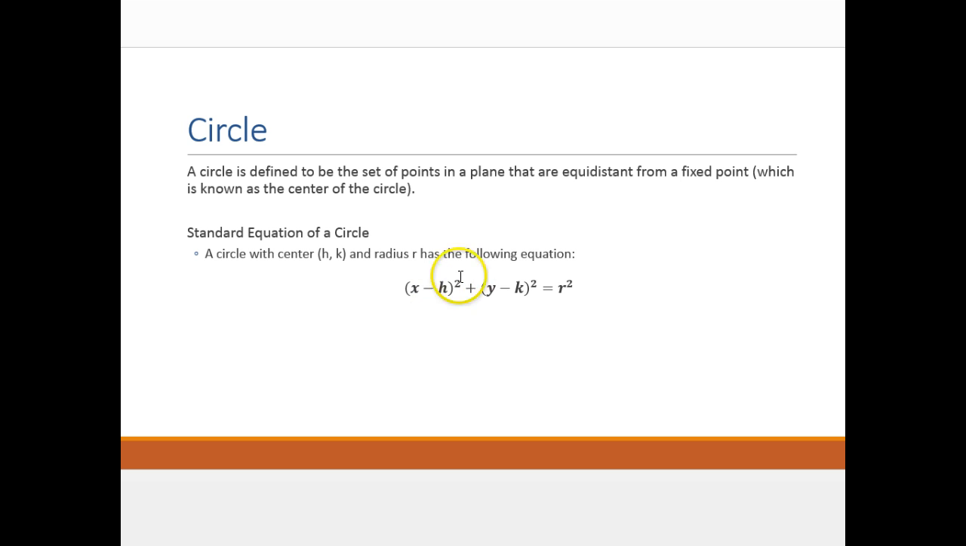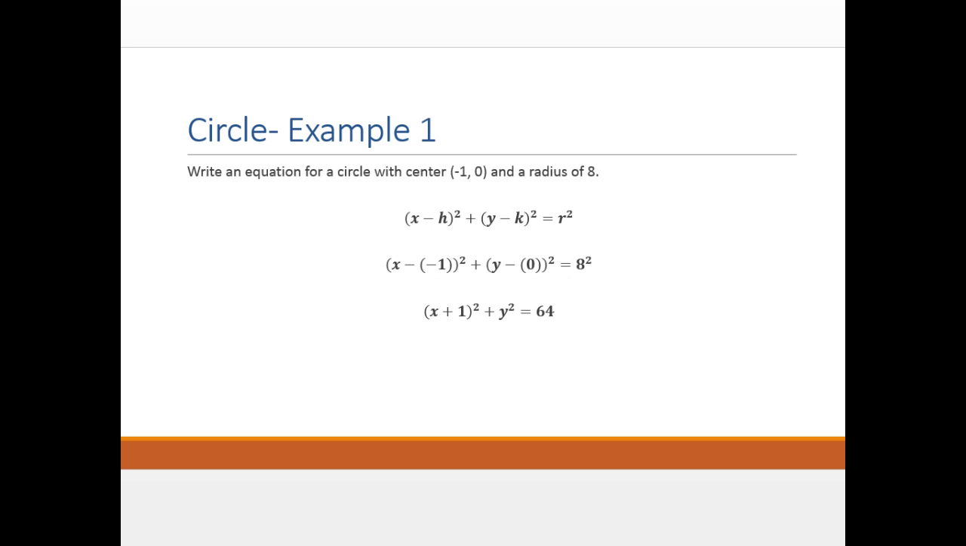So here, my h and my k are my center. Notice these are negative signs here, okay? So we have to adjust if we see something slightly different. I'll go into that in a second. And this right-hand side is r squared. It's not just r, so whatever the radius is, I'm going to square it. Let's see how this works.